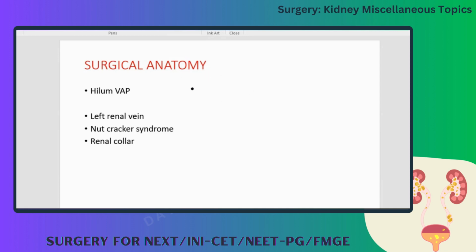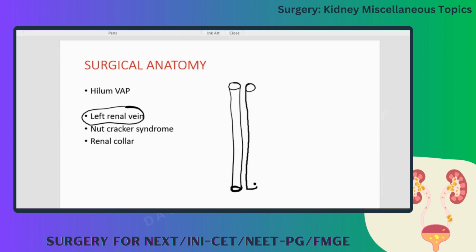So, left renal vein. What is the importance of left renal vein? Left renal vein is longer than the right renal vein. So, what is the use of it? In kidney transplantation, we remove the left renal vein from the donor because it is longer, so we can anastomose easily. Yeah, very good. Who had told it? Very nice.